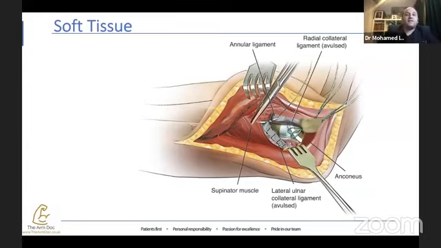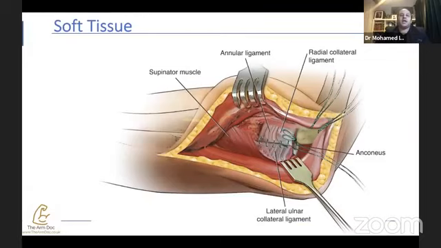One option is to have a single drill hole in the center of the arc of curvature of the capitellum, connect two drill holes placed anterior and posterior in the lateral supracondylar ridge here, and use the Krakow suture technique to gain secure hold of the lateral collateral ligament as well as the annular ligament.